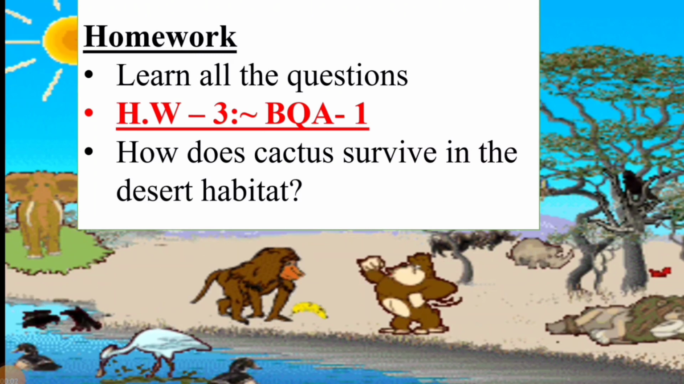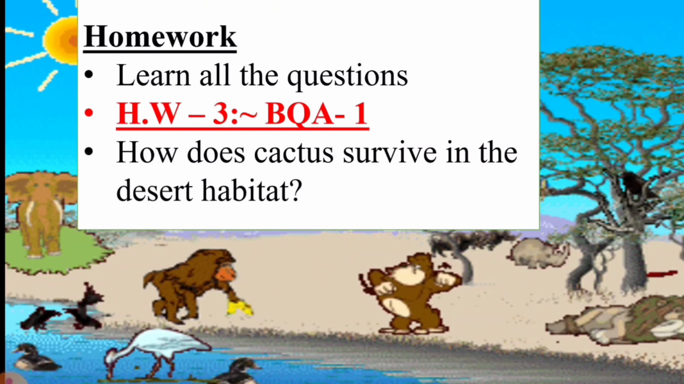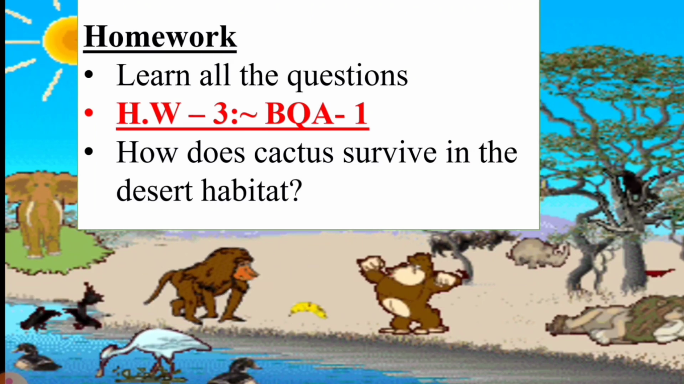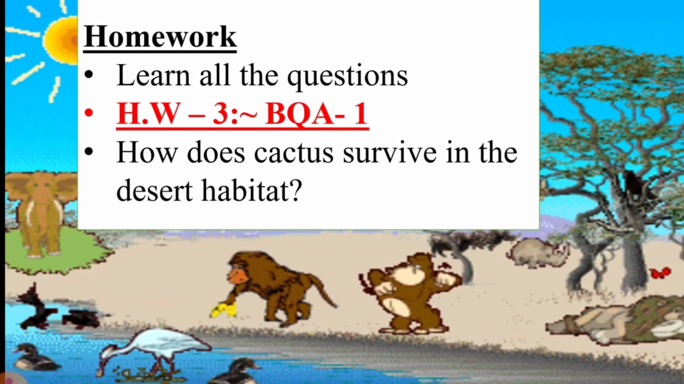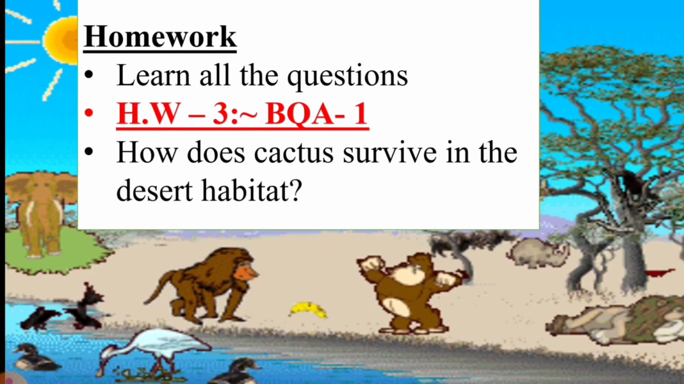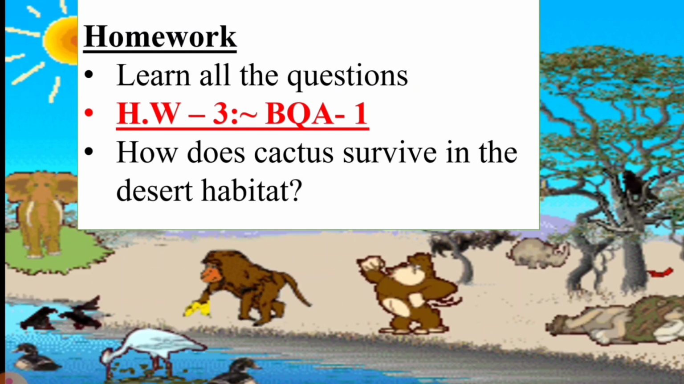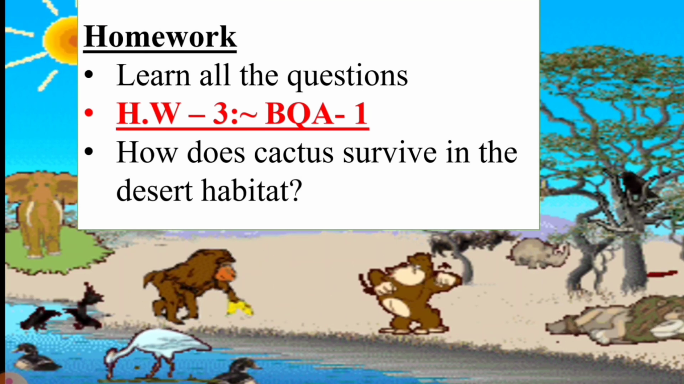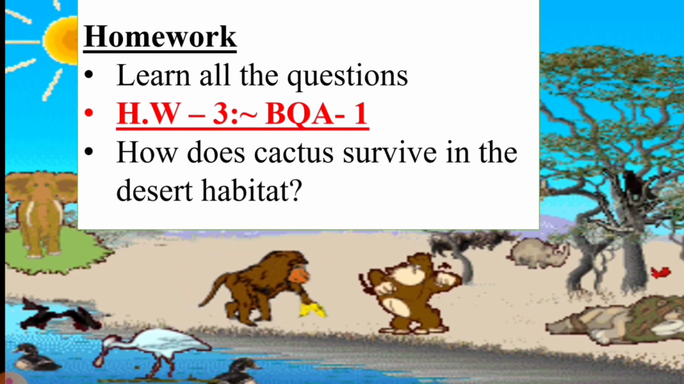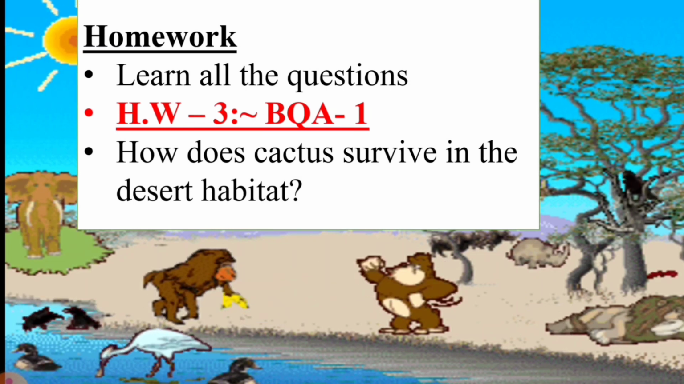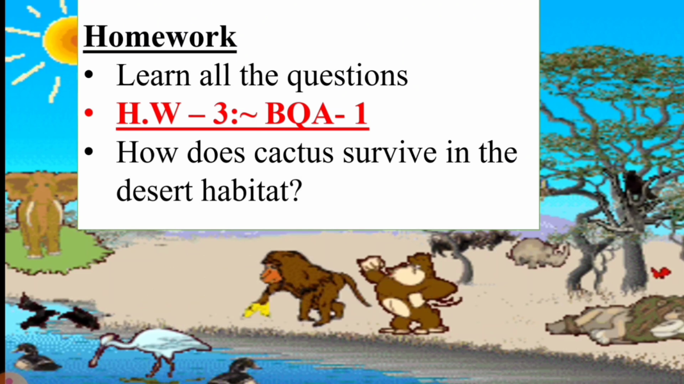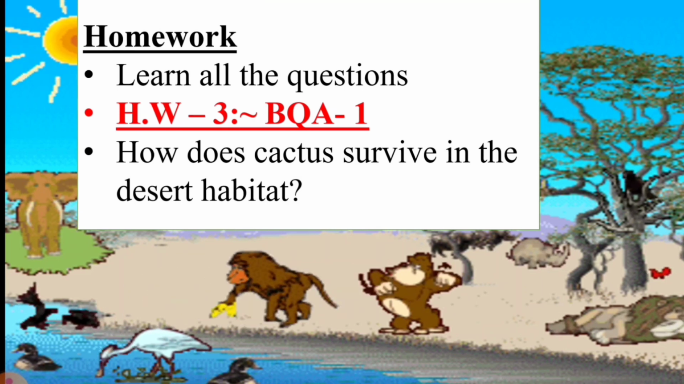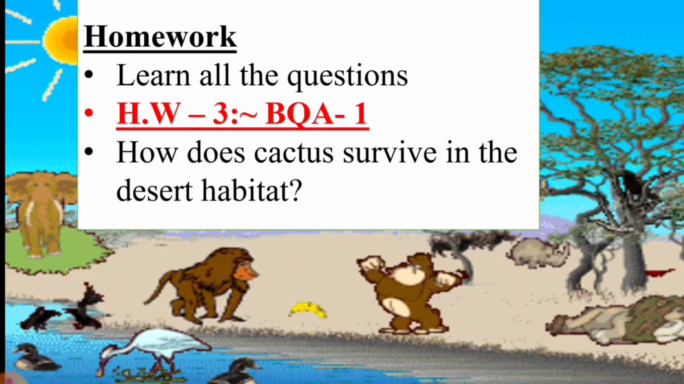So from today I have discussed all the sample broad questions, and I have also shown you how there can be changes in the question and how you have to answer. So now I can give you homework. You have to learn all the broad question answers, and you also have to write one question which is PQA1, and your homework number is 3. The question is, how does cactus survive in the desert habitat? You will complete the homework and submit. And the most important thing is you will have to learn the whole chapter. So go through each and every line of the chapter.